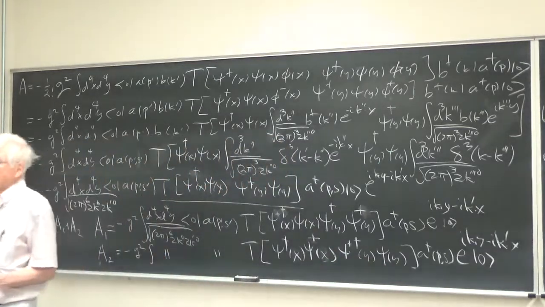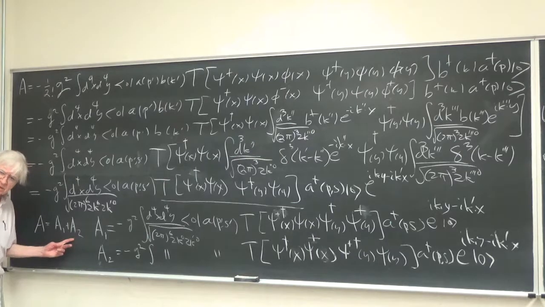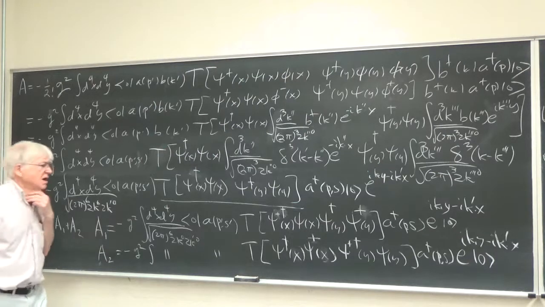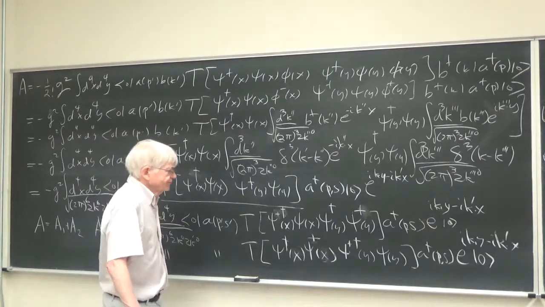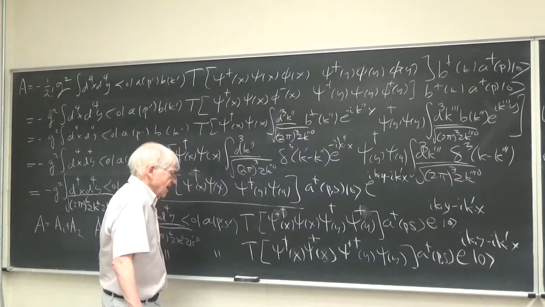So A equals A1 plus A2. A equals A1 plus A2? The expression doesn't look the same. Right, so A is equal to A1 plus A2. Okay. Is that from some commutation relation? Well, I guess you're right. Maybe I have skipped something.